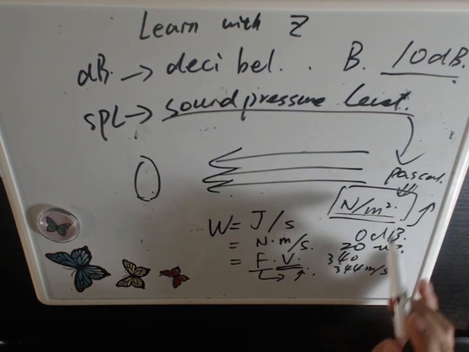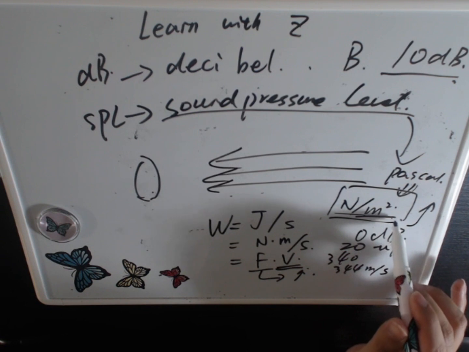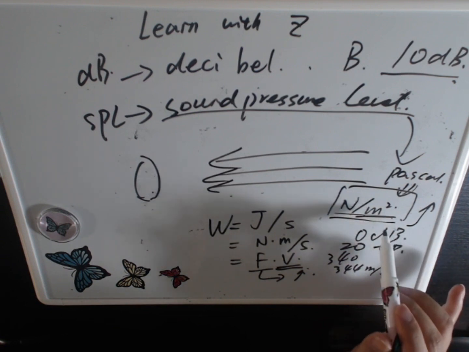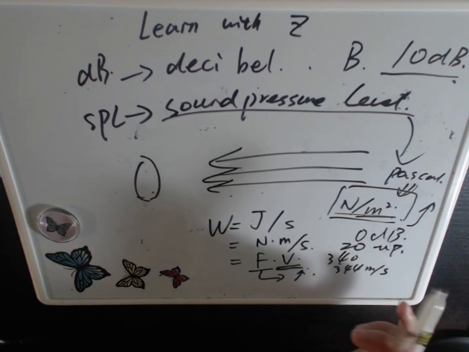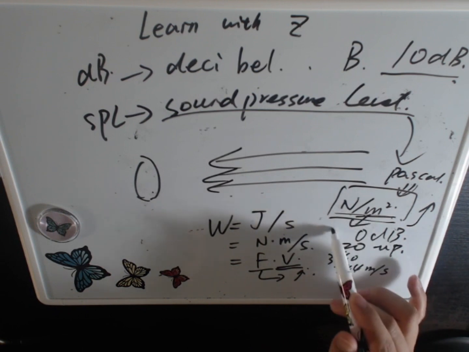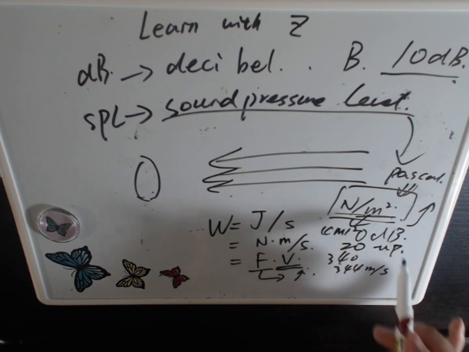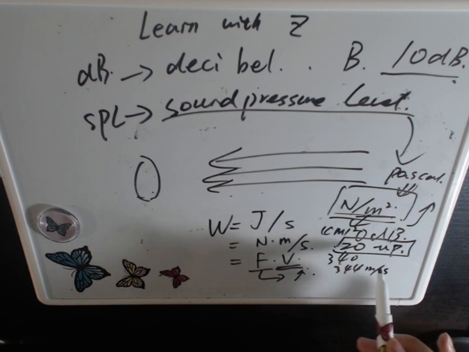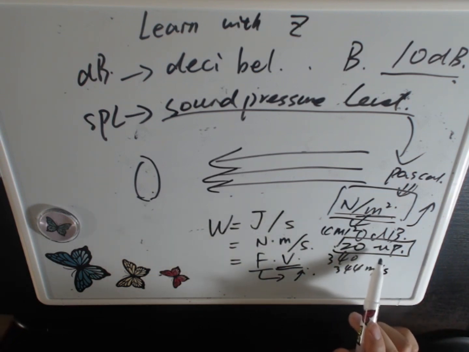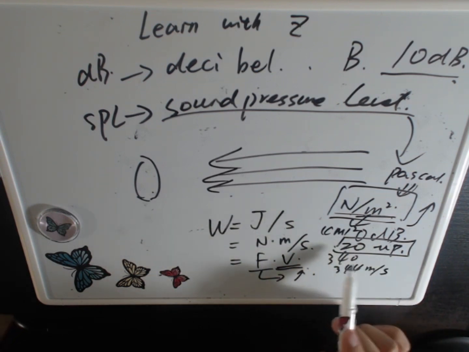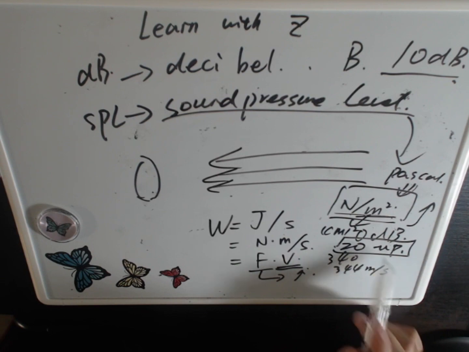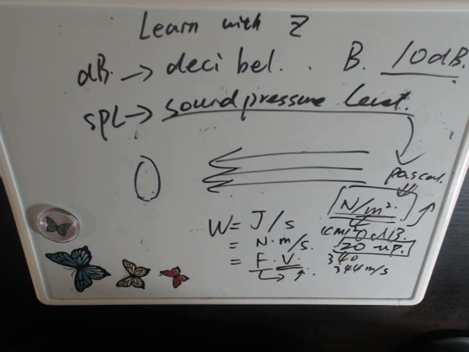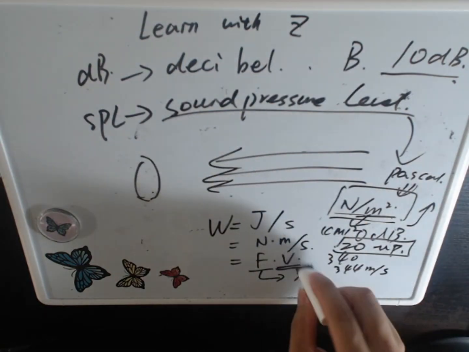Because this is per square meter, right? In our ear, we tend to have a very small eardrum, so we can use centimeters squared, something like that. I have to double check this. You guys can check this as well. Okay.